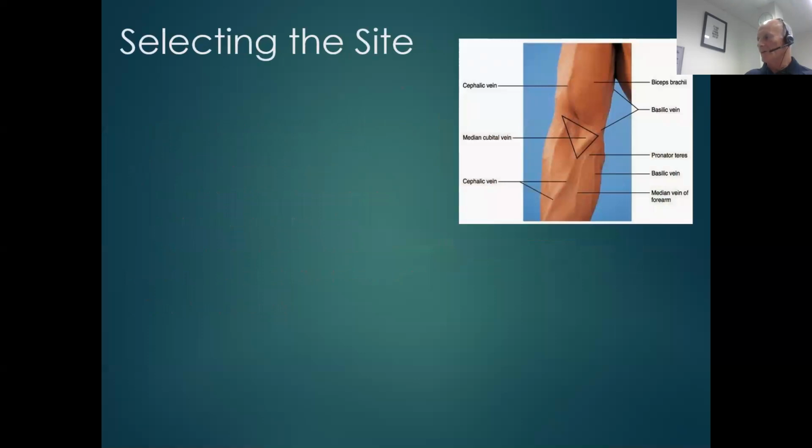Selecting the site. As we discussed before, we've got the cephalic vein and the median cubital vein in there. Again, it's all about learning your landmarks. Without sitting here teaching you where the veins are, people need to have a good understanding of where they're trying to select, and then have an understanding of the landmarks and the veins around there.